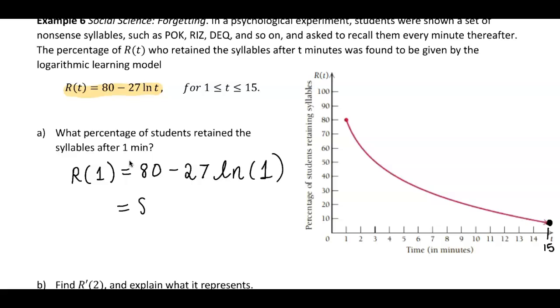Do you guys remember what natural log of 1 is? That's 0. So it is 80. But I didn't need to plug it in. I could read from the graph right here that when x is 1, or I'm sorry, shouldn't call it x, the time is 1 minute. The percentage was 80 by just reading the graph, right? But hey, we used the function, so that's good. All right, let's keep going.